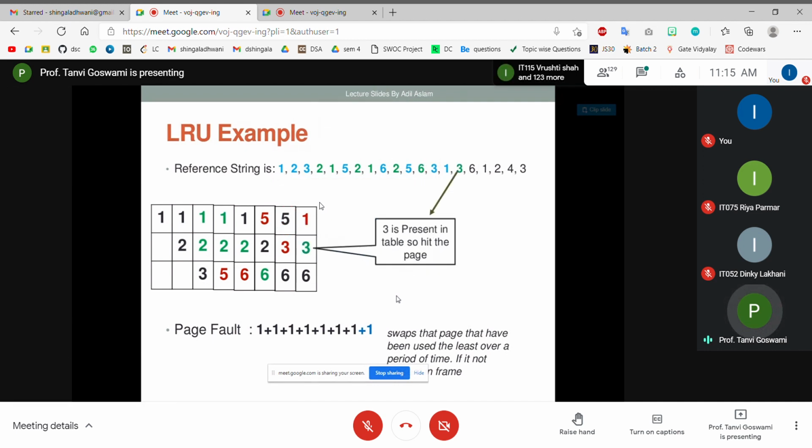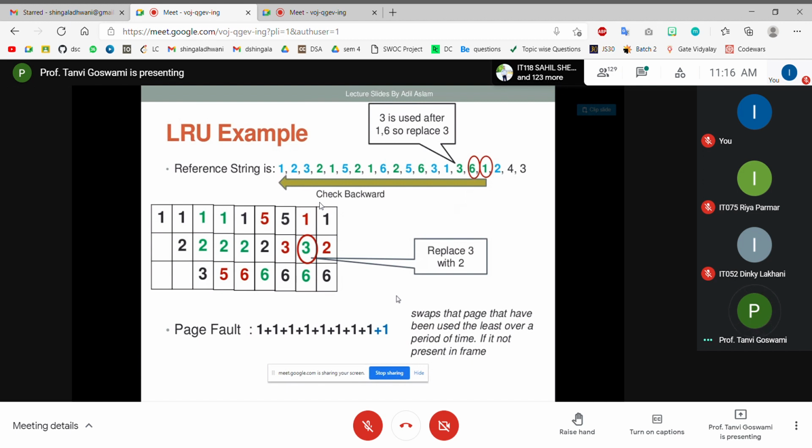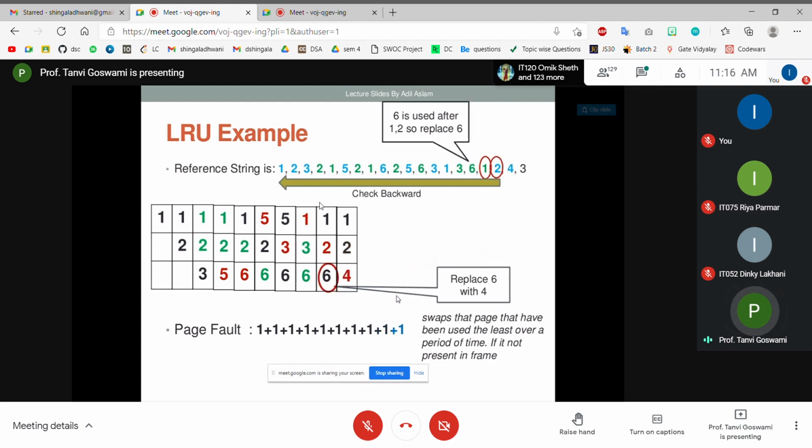Then there is a reference for page number 3. 3 is a hit. Page number 6, 6 is a hit. Page number 1, 1 is a hit. And then page number 2. So if you look backward, the sequence is 1, 6, and 3. So page number 3 will be replaced by page number 2. Then there is a reference for page number 4. The sequence is 2, 1, and 6. So 6 will be replaced by 4.